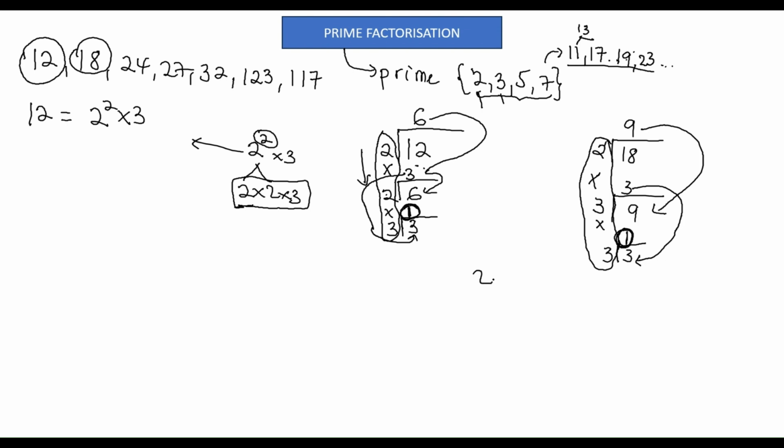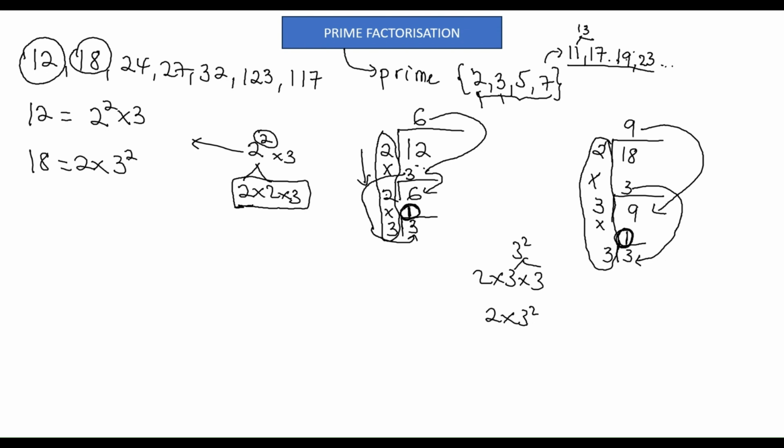At the end of the day, we have 2 times 3 times 3. Because 3 repeats, we are going to have 3 squared. So you do 2 times 3 squared. Remember that we are writing in increasing order of the prime numbers that we used to divide. So at the end of the day, 18 is equal to 2 times 3 squared. This is the prime factorization of 18.